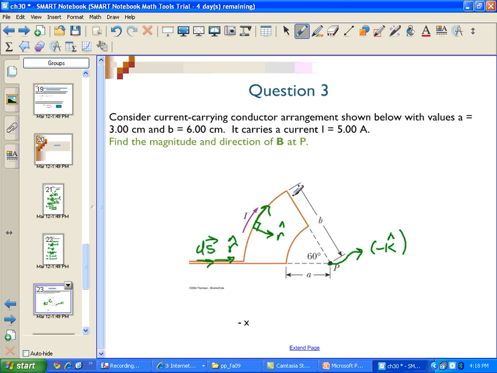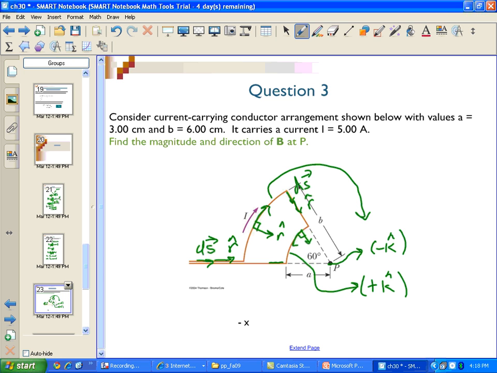And from this straight segment, we have ds along here, R hat along here, and once again, because they're both parallel to each other, the angle theta is 0, and the sine of 0 is 0. So now we come back over here, we've got our ds along the direction of the current, R hat makes a 90-degree angle, and when we use the right-hand rule, this was for the outer arc, minus k hat, for the inner arc, we get a contribution of positive k hat.